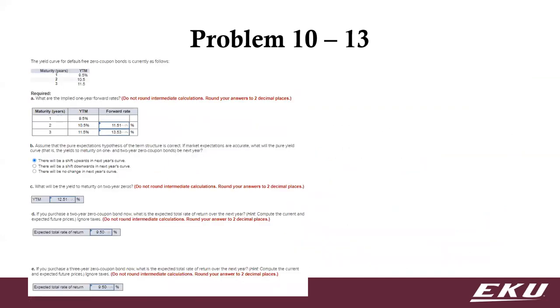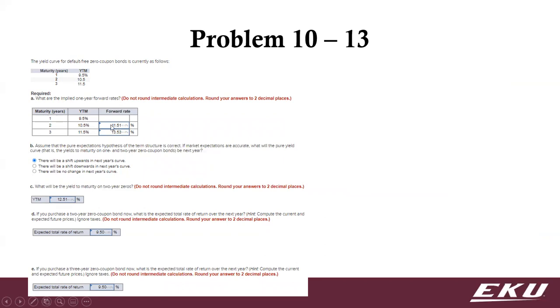Okay, so this one we're looking at a yield curve. We have a 1 year, a 2 year, and a 3 year maturity. These are all zero coupon bonds, so there are no interest payments in between. So we know what the yield to maturity is, and they're asking what the forward rates are. So the forward rate is: I could buy this 2 year maturity and get 10.5, or I could buy a 1 year, only get 9.5, and then reinvest it after the year for another year. And then 9.5 and this other return is the same as getting 10.5 for 2 years.